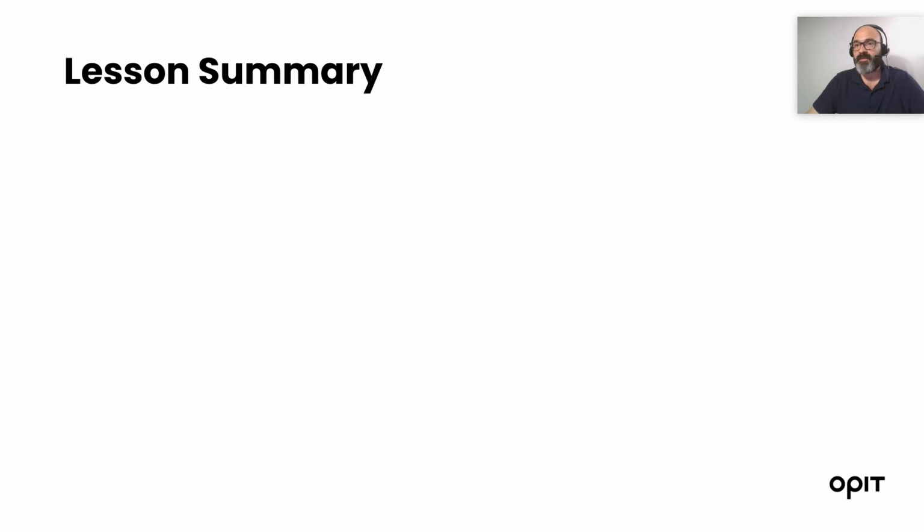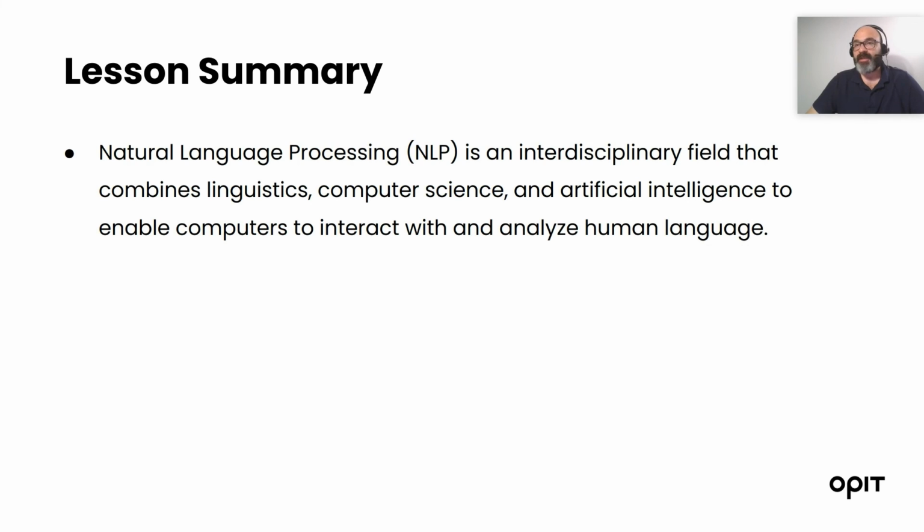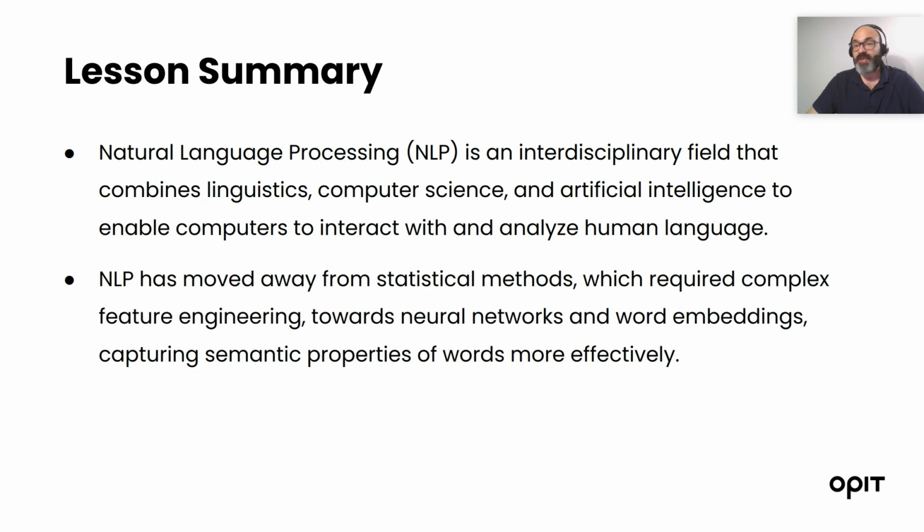Let's summarize what we learned in this lecture. Natural language processing, NLP, is an interdisciplinary field that combines linguistics, computer science, and artificial intelligence to enable computers to interact with and analyze human language. NLP has moved away from statistical methods, which require complex feature engineering, toward neural networks and word embeddings, capturing the semantic properties of words in a much more efficient way.